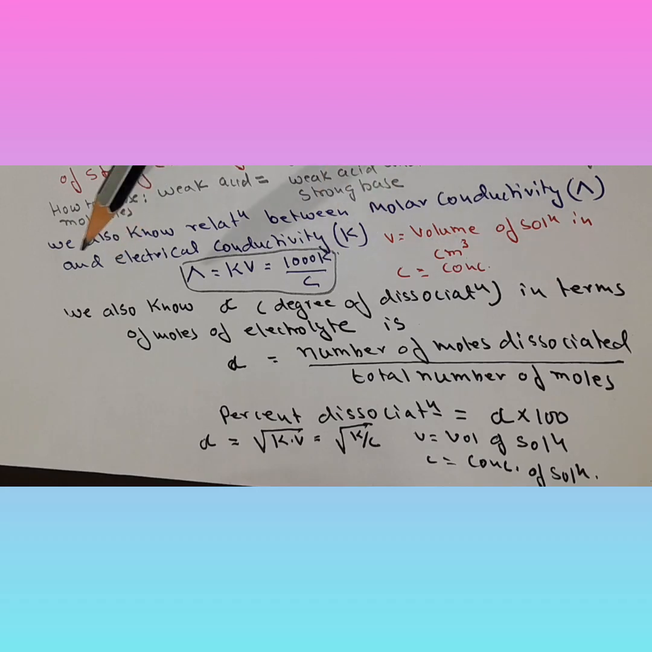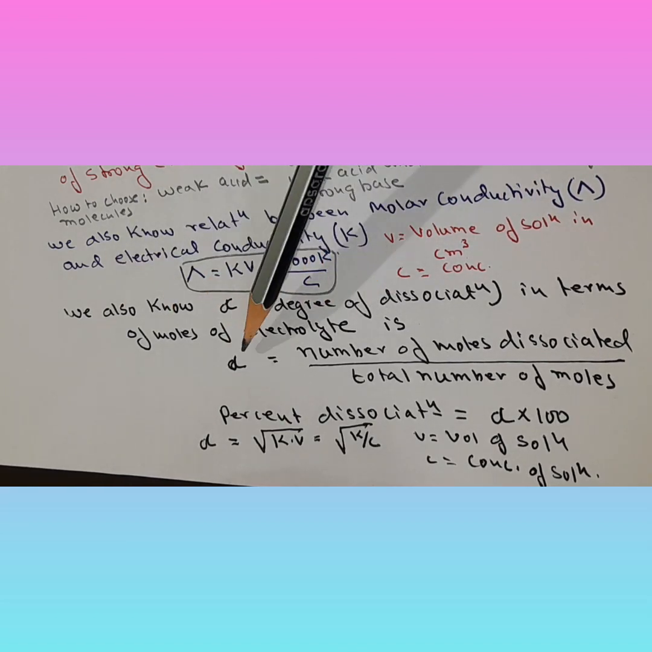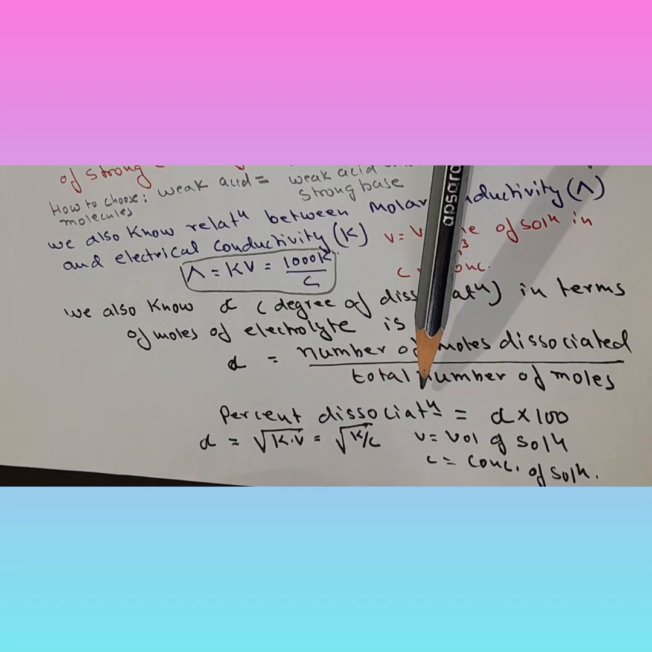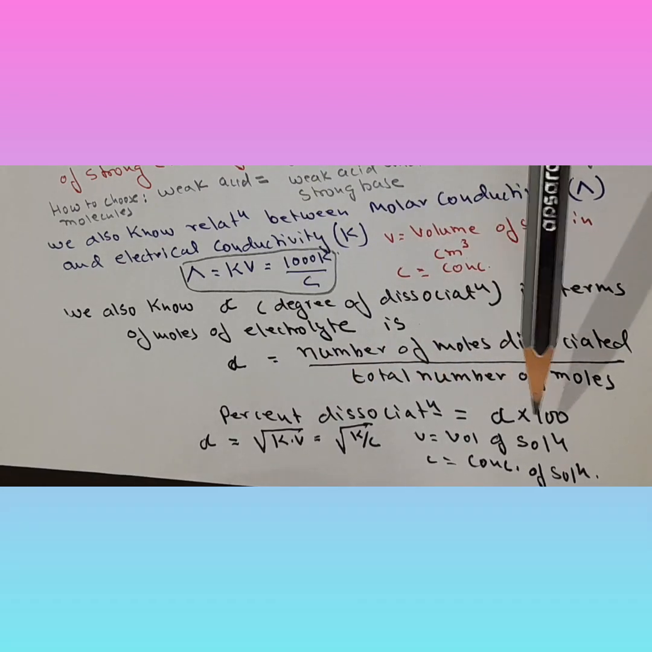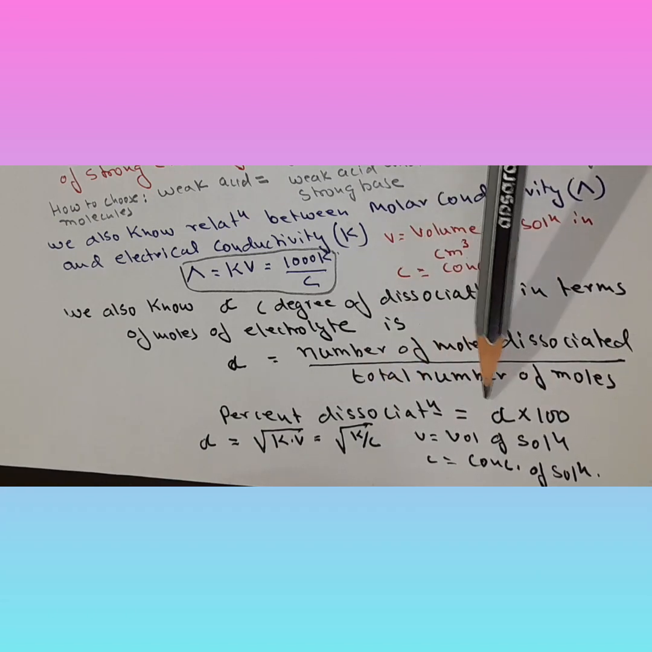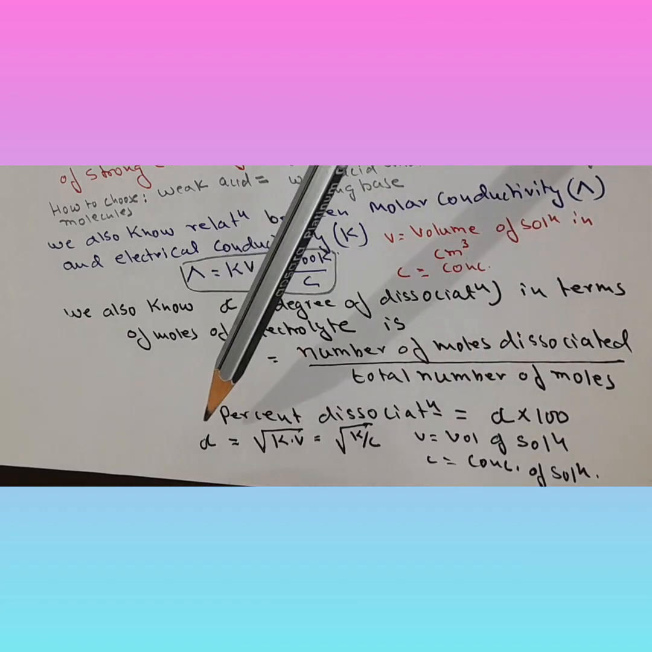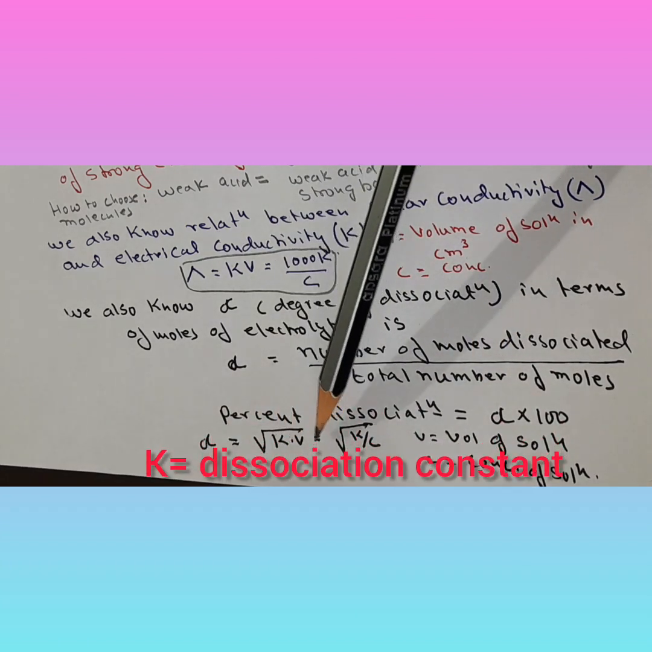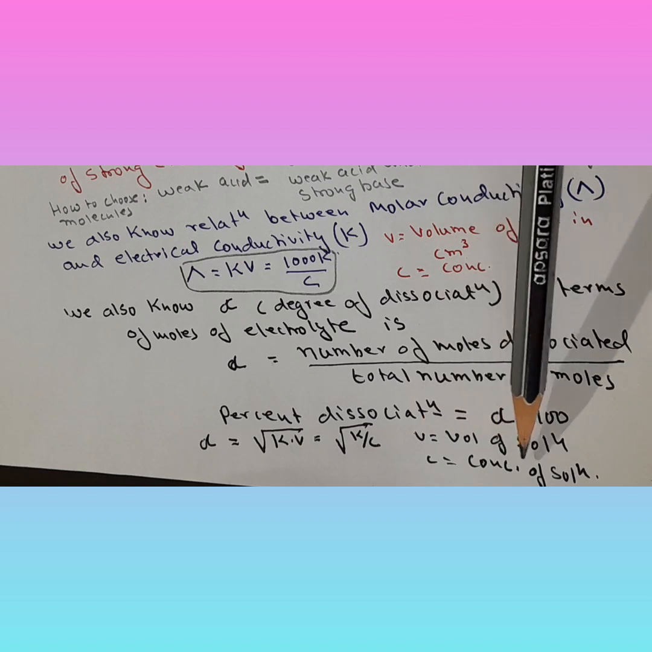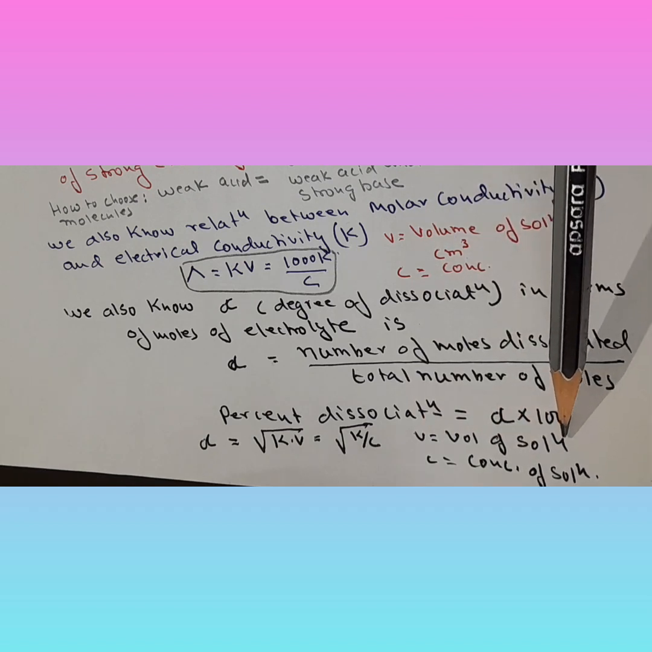We also know that the degree of dissociation alpha in terms of moles of electrolyte is the number of moles dissociated upon the total number of moles, and percent dissociation is alpha into 100, that is degree of dissociation into 100 would give us the percentage dissociation. This we would be requiring for our numerical. Alpha we also know is root of K into V, that's also equal to root of K over C, where V again is the volume of solution and C is the concentration of solution. Alright, now let's get into our numerical.